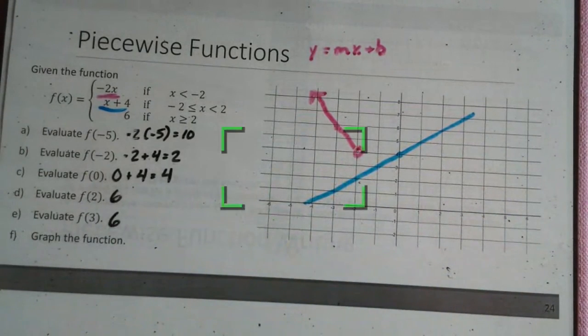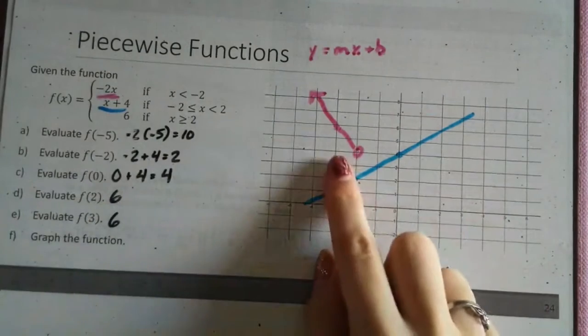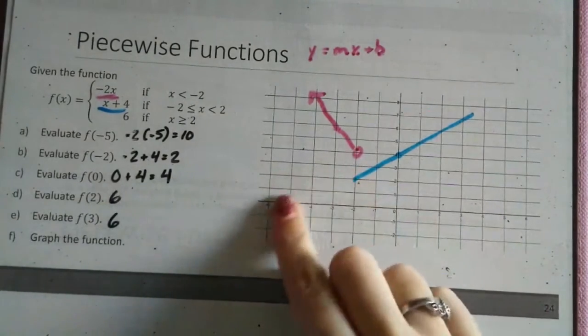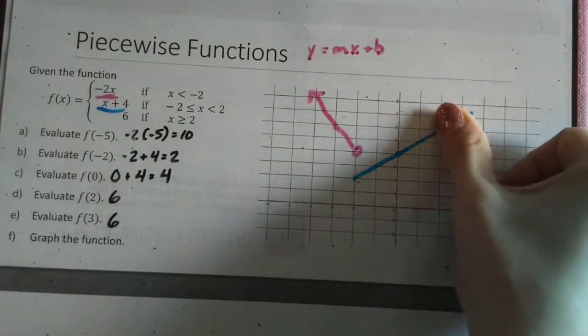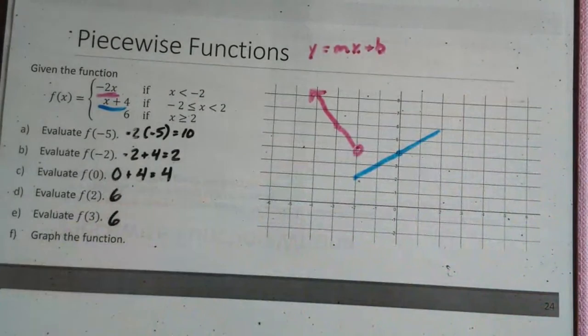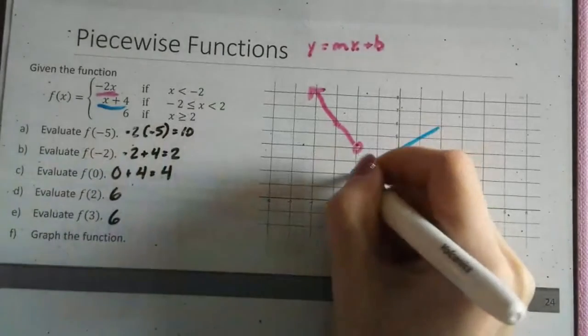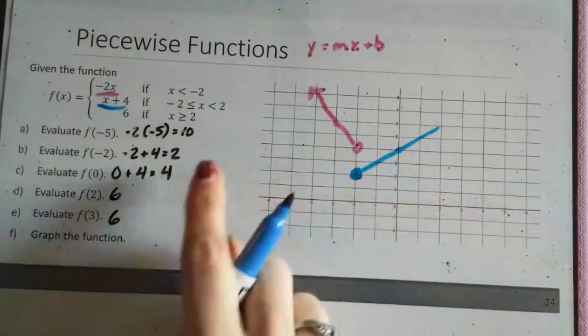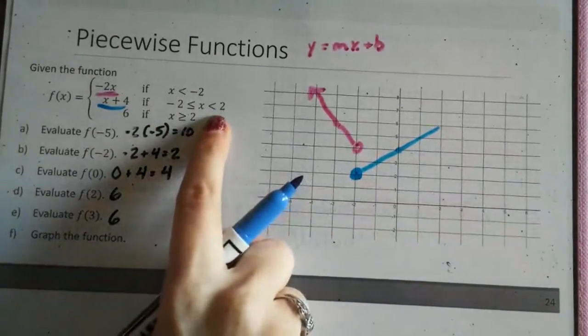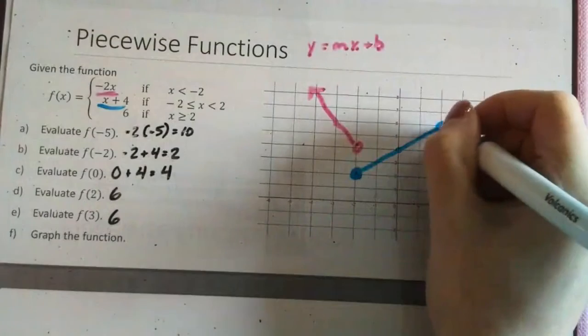But this is only true if x is between -2 and +2. So the stuff beyond -2 and beyond +2, those don't exist. On the -2 side, x can be equal to it, so we get a closed circle. On the +2 side, x cannot be equal to that, so we get an open circle.